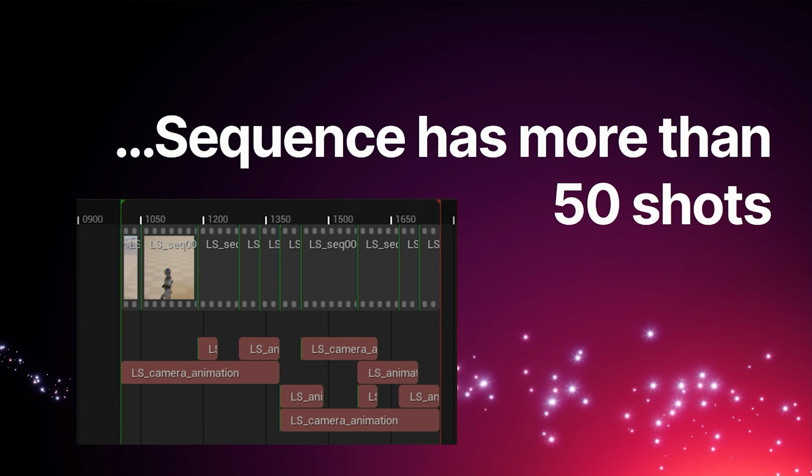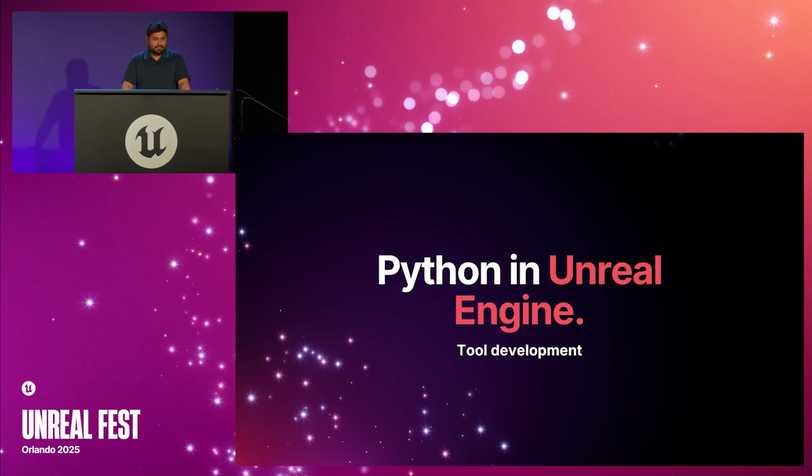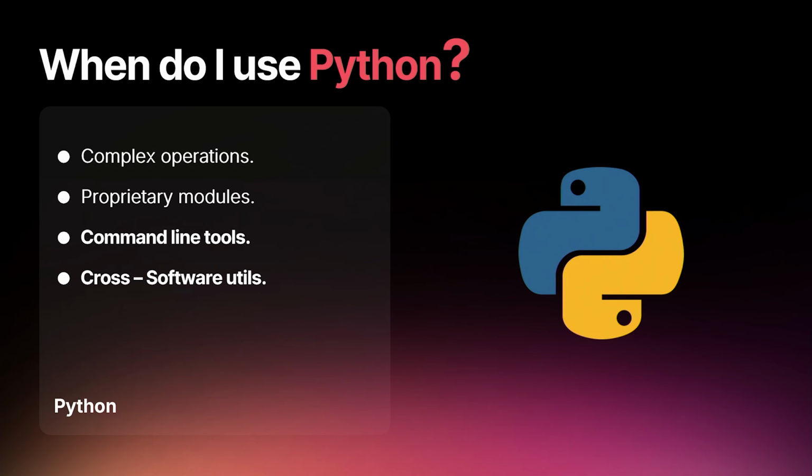And these two cases are not too bad if I have to do it one or two times, but what happens if the sequence has more than 50 shots and I have to modify each of them? This is not very good. So there might be a better way to do it. Which comes now to Python in Unreal Engine and development for these cases. But when do I use Python, and what are the advantages against doing everything in editor utility widgets or in blueprints? Sometimes it depends on the situation and the person that is doing each of the tools.